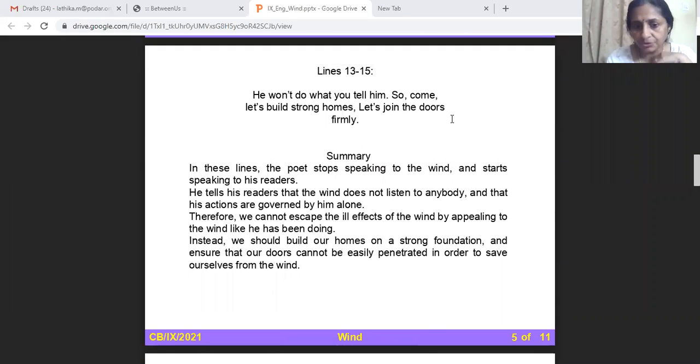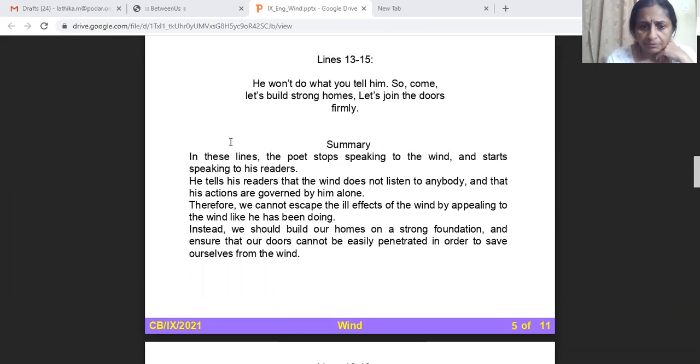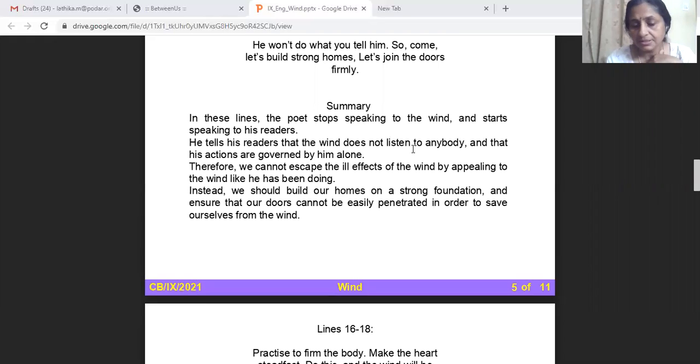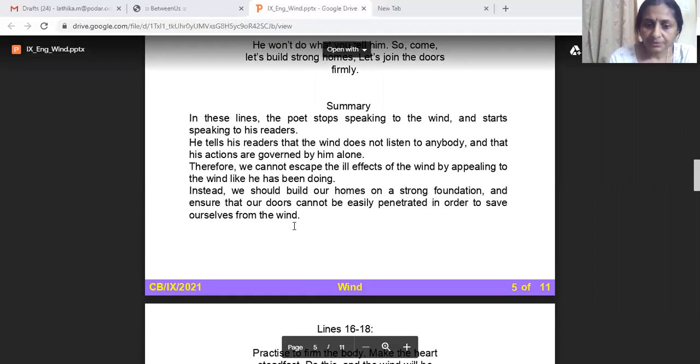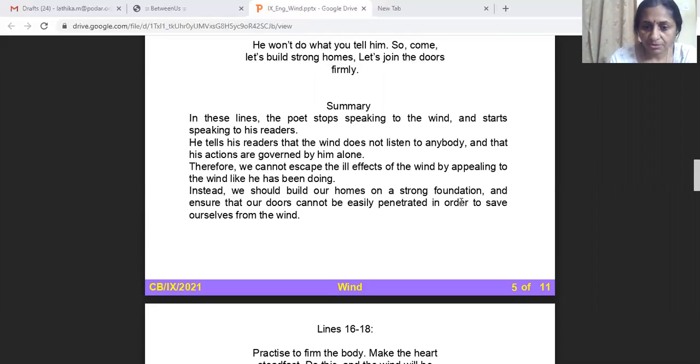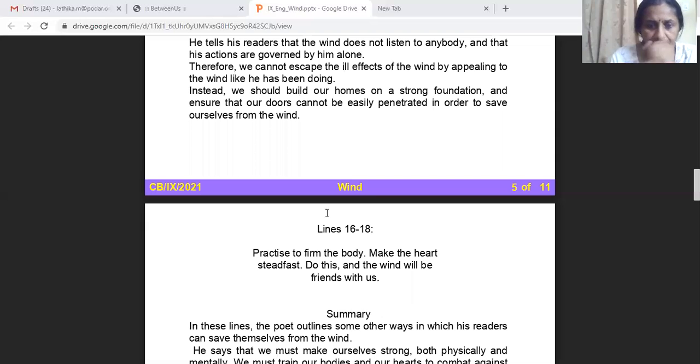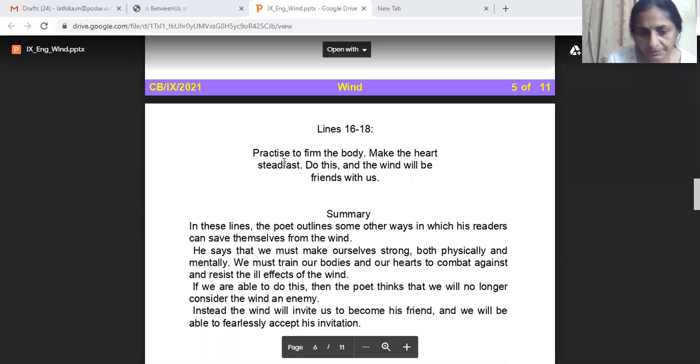He won't do what you tell him, so come, let's build strong homes, let's join the doors firmly. So what he's saying is, he's telling the readers that the wind does not listen to anybody and that his actions are his own decision. So we cannot escape the ill effects of the wind by appealing to the wind like he has been doing. Instead, what we can do is build our homes on a strong foundation and ensure that our doors cannot be easily penetrated in order to save ourselves from the wind. So what we can do is protect ourselves with stronger homes, stronger doors and windows. Now this is a very important line.